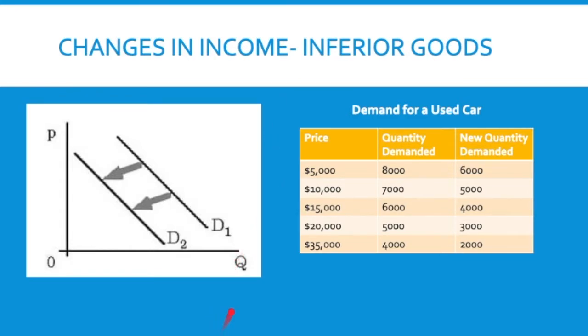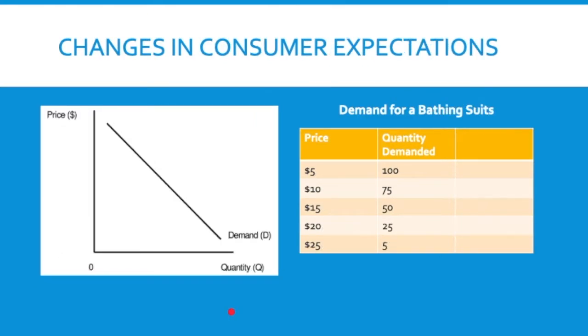If we look at other things that can change demand, we get changes in consumer expectations. We get the example here of bathing suits. So if you're going to buy a bathing suit, let's say, any old time you're going to buy a bathing suit.